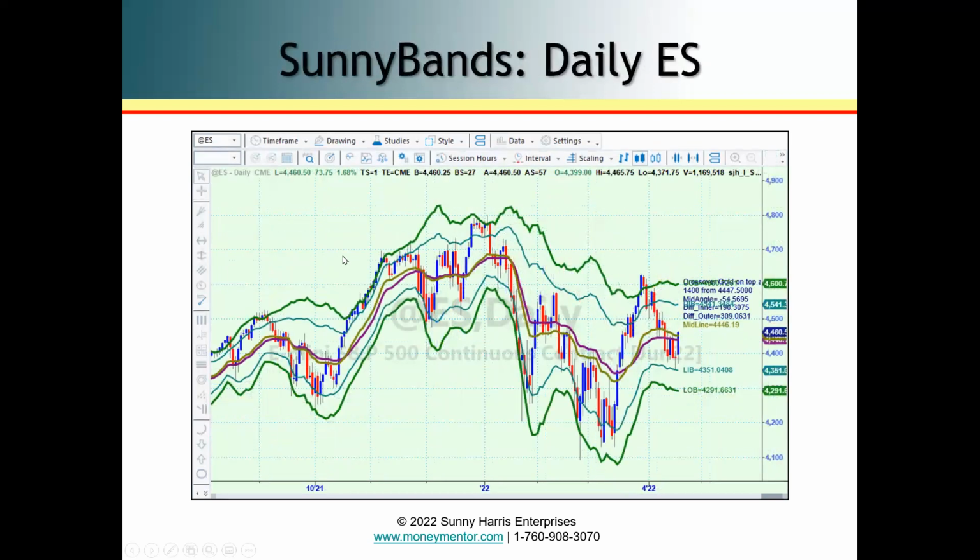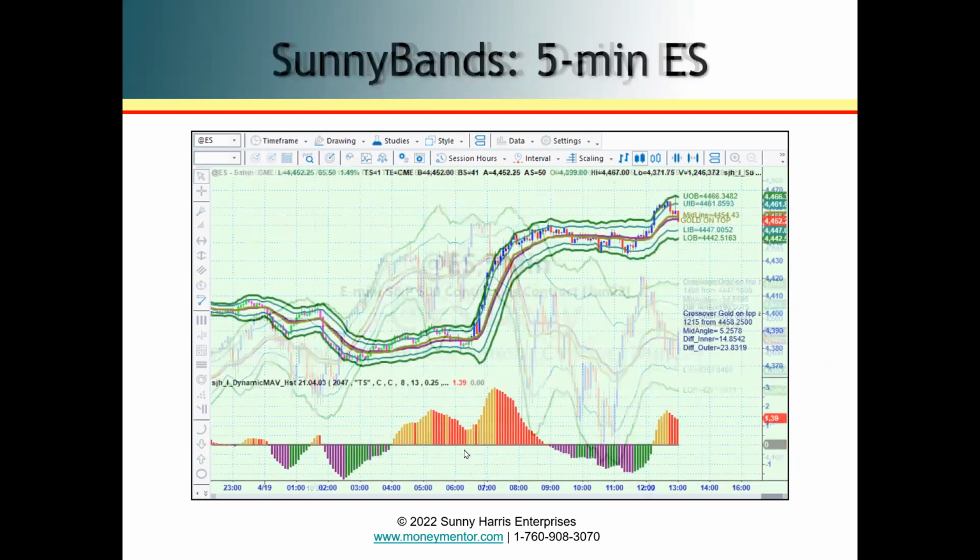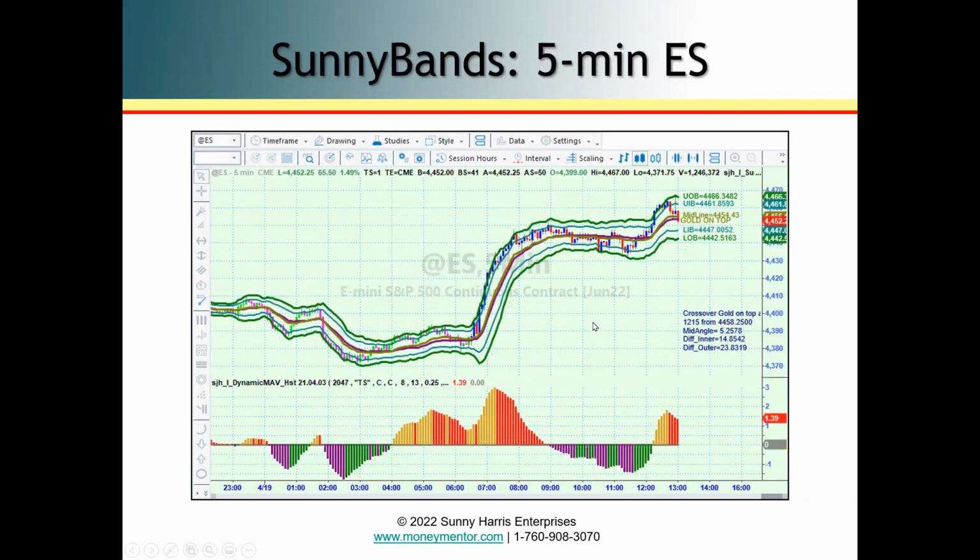So here it is on the daily E-mini. You can see progress from the bottom to the top and back to the middle. If this DMA line were flat, then I would know that the price is stumbling in that area, but it's not flat. It's still down at that point. And here's the 5-minute E-mini. This is what I look at all day long: the 5-minute E-mini with the dynamic moving average histogram on the bottom.